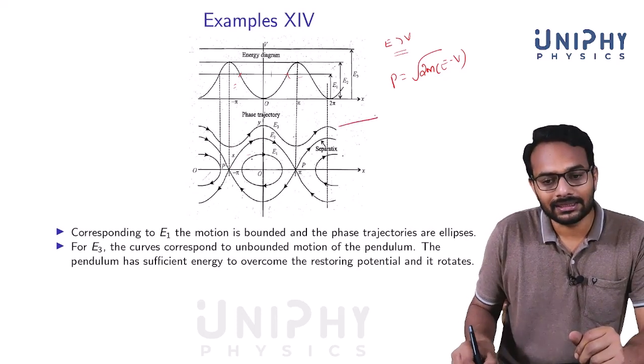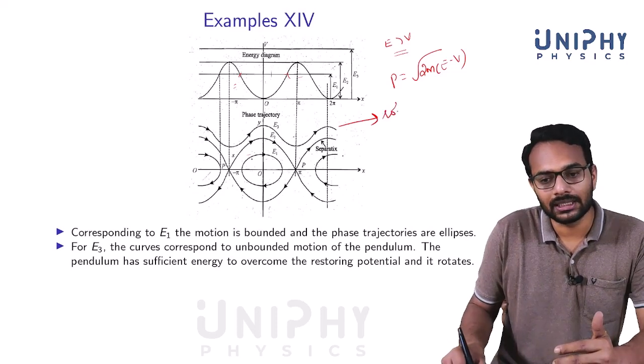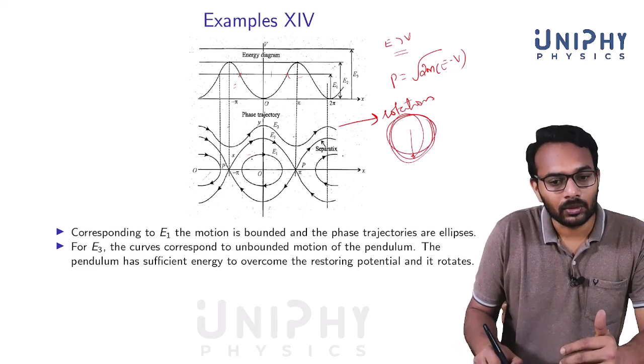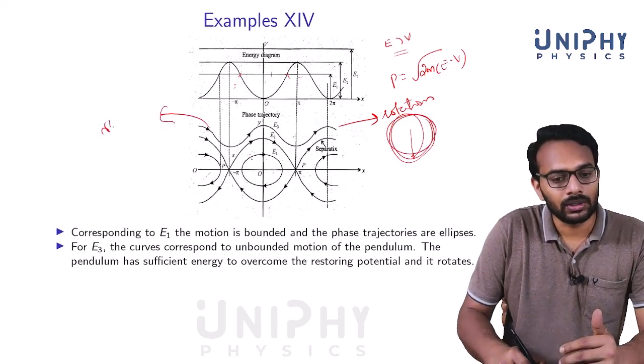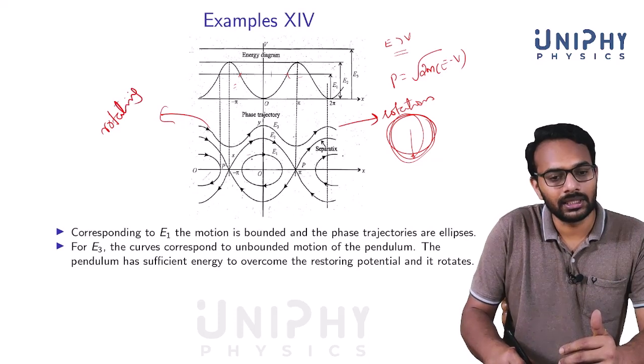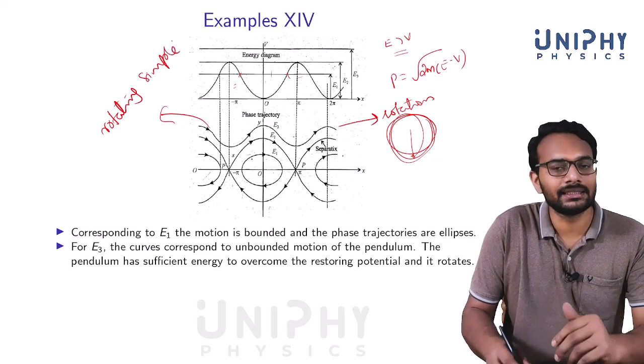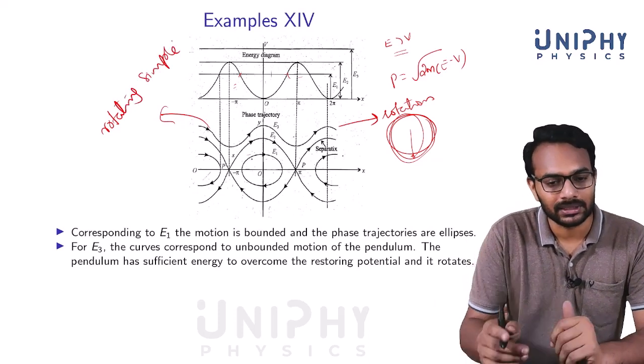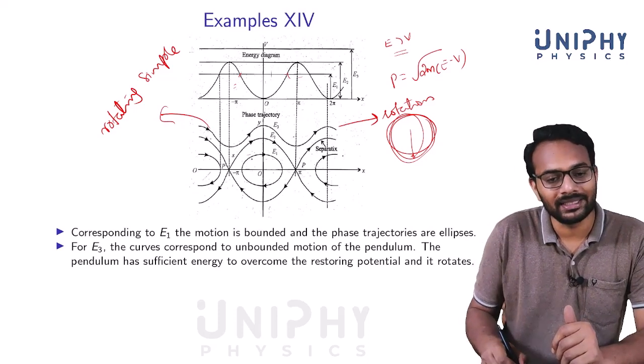Now this trajectory corresponds to the case of rotation. If you give the simple pendulum enough energy, it just starts rotating. Now this curve corresponds to a rotating simple pendulum. If it has enough energy, it just starts rotating. Okay, that's what happens. What we have here in between is a separatrix.